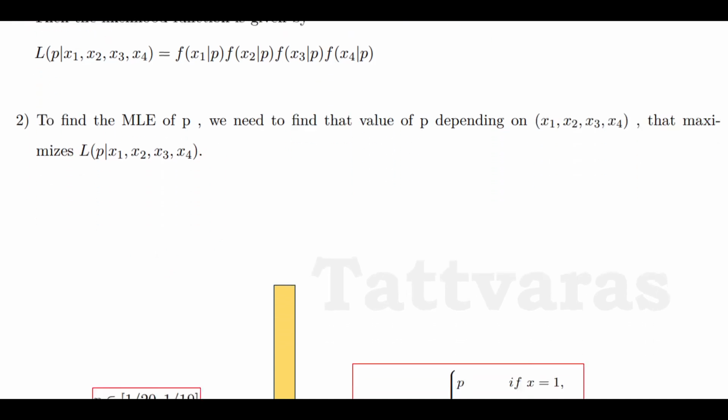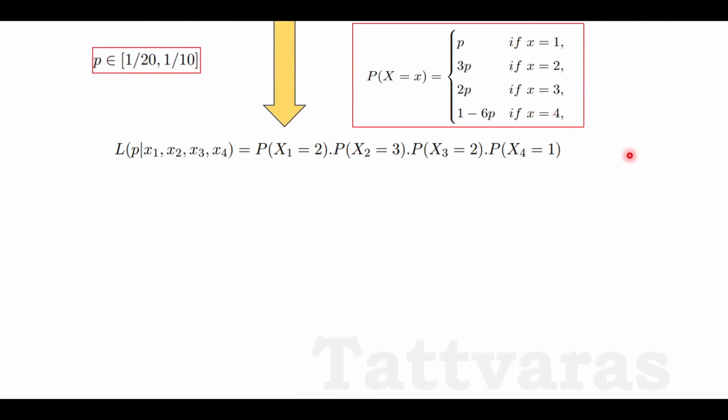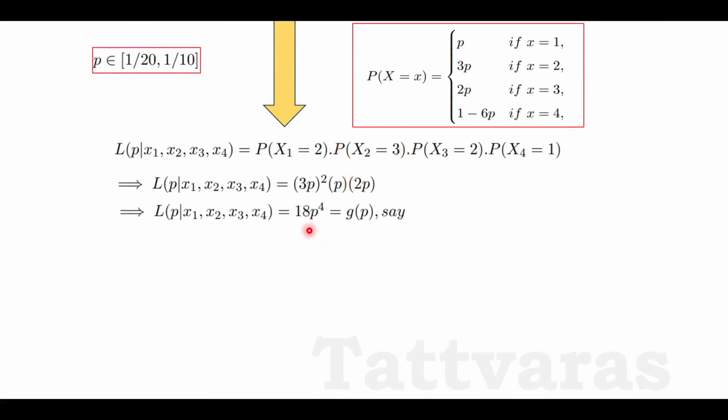Alright, so moving on. Having these particular things from the question itself, we try to find out the likelihood. So what is the likelihood? It is nothing but the product of the corresponding probabilities. Since they are independent, we get 18 into p to the power 4, which is an increasing function of p. So the more the value of p, the more will be this, right? So if we try to maximize this particular value, we must choose the maximum possible value of p, which is 1 by 10, because we have this range also.